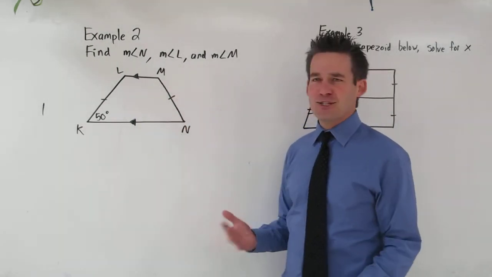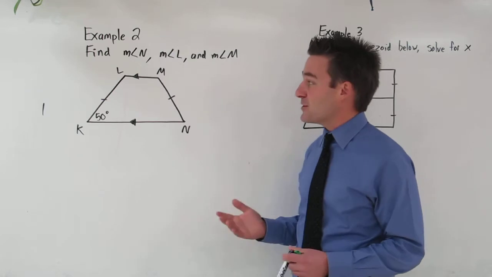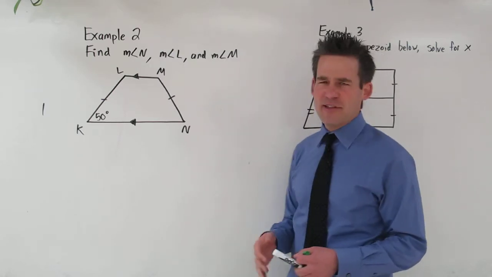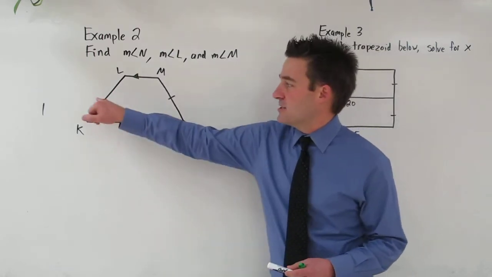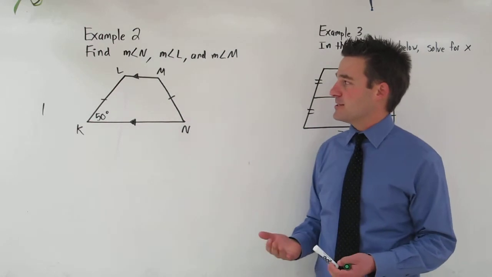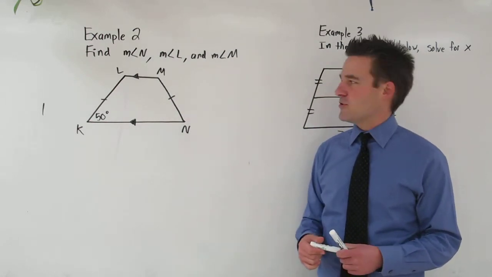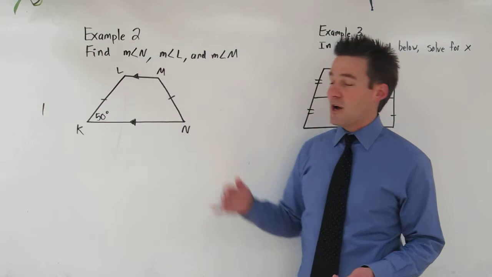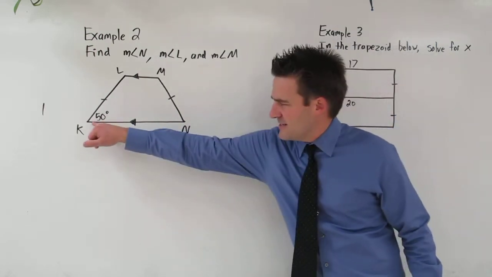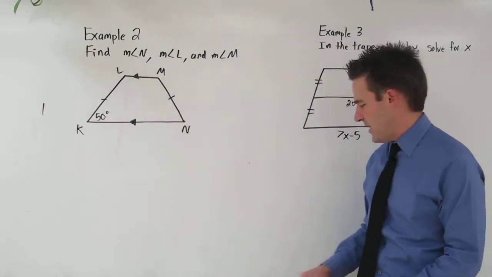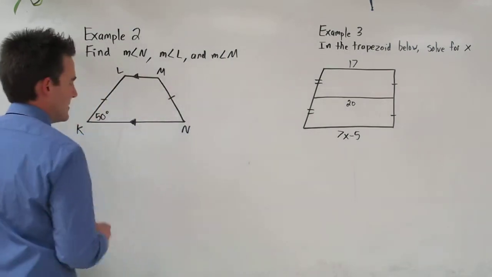Example 2, we're actually told this is a trapezoid, and it's a special kind of trapezoid. It's called an isosceles trapezoid because the two legs are congruent. In an isosceles trapezoid, the base angles are also congruent. So if this is 50, this angle right here has to be 50 as well.